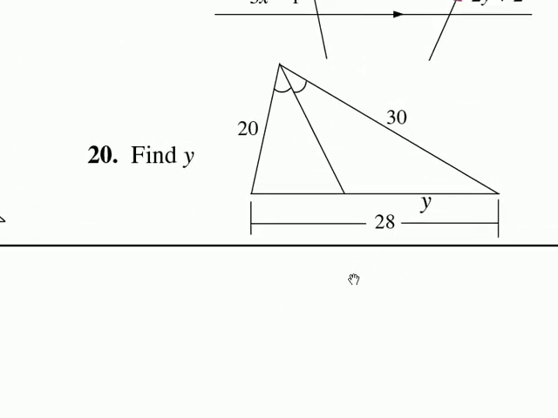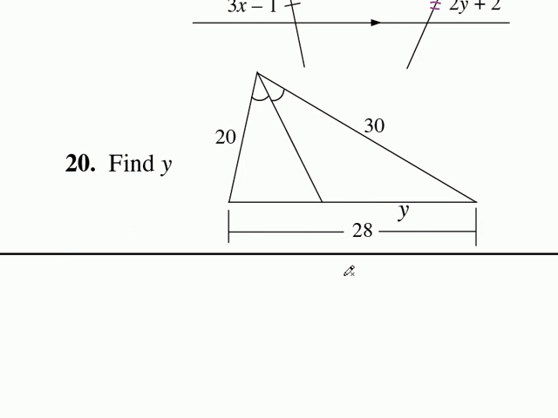28 minus y. Very good. Very good. 28 minus y. Because if you knew this, let's say y was 10. What would this segment be right here? It'd be 18. How'd you get that? You went 28 minus 10. But you don't know it's 10, do you? But you do know it's y. So how did you get this segment? You went 28 minus this segment right here, which is 28 minus y.